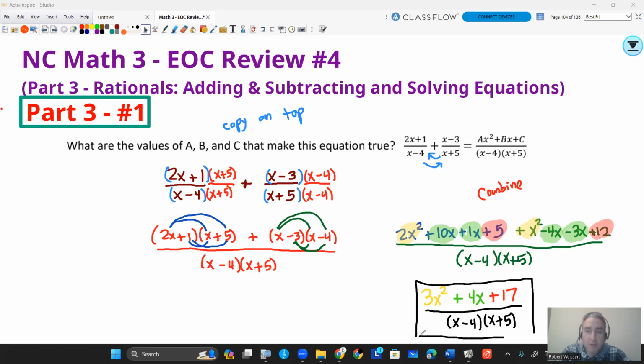But the question doesn't ask you for the final answer. It asks what values of A, B, and C make this true. This would be like a drag and drop on the EOC. And you can't get away with just graphing it because you don't have all the answer choices, or there's going to be way too many for you to even try to plug them all in.